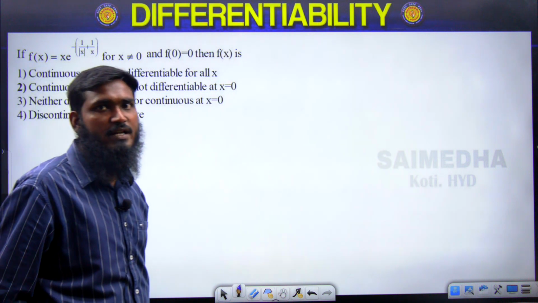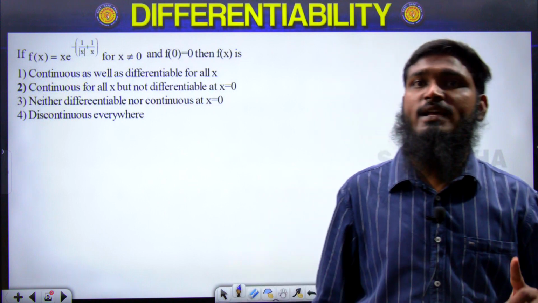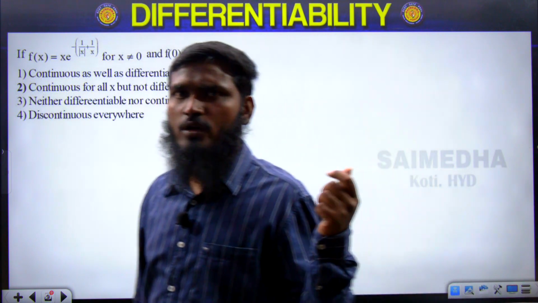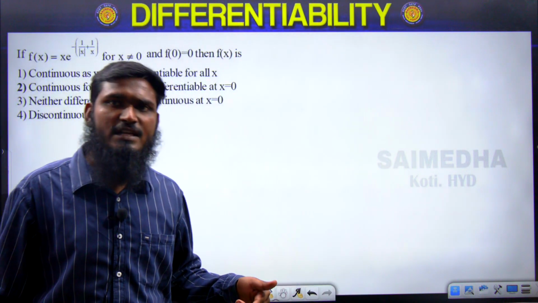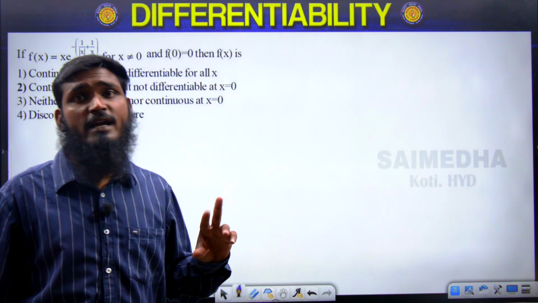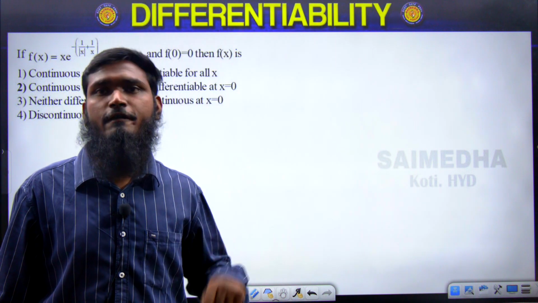Okay, the options are given, so we have to check both conditions, the continuity condition as well as the differentiability condition. That is the concept we discussed in the shortcut. If the L value is equal to the m value, then the function will be both continuous as well as differentiable. If the L value is not equal to the m value but both have finite values, then f of x will be continuous but not differentiable.